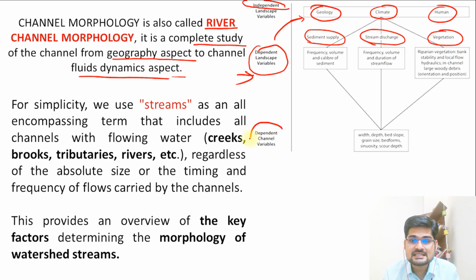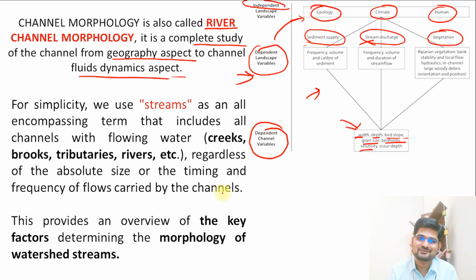So what are these dependent channel variables? Width of the channel, depth, bed slope, grain size, bed forms, sinuosity. All these factors that we study are part of those variables which are determined by the previous variables, which are largely of the landscape part, that is geology, climate, human beings, and further those dependent variables as you see here, like sediments, stream discharge, vegetation. So these are all interconnected in this entire fluvial geomorphology that we study.